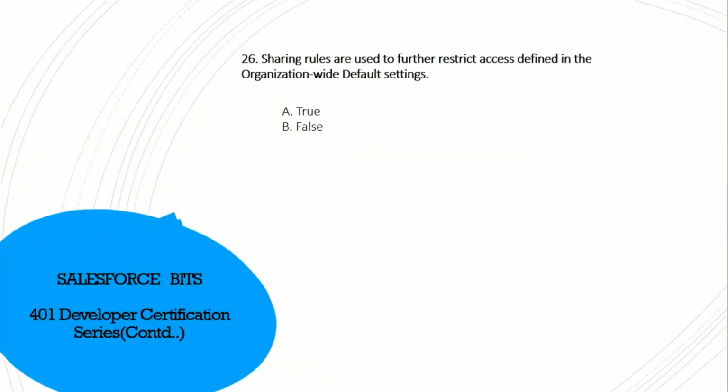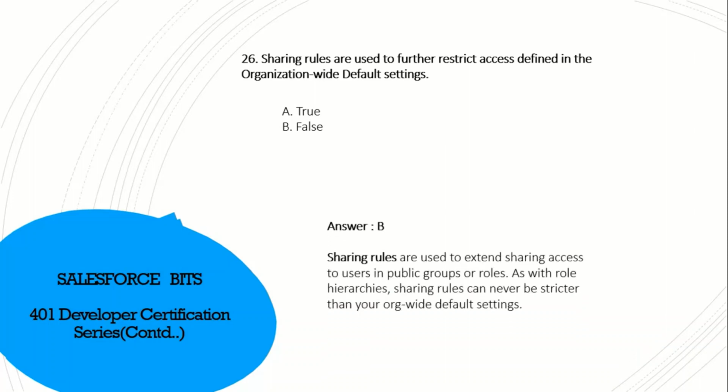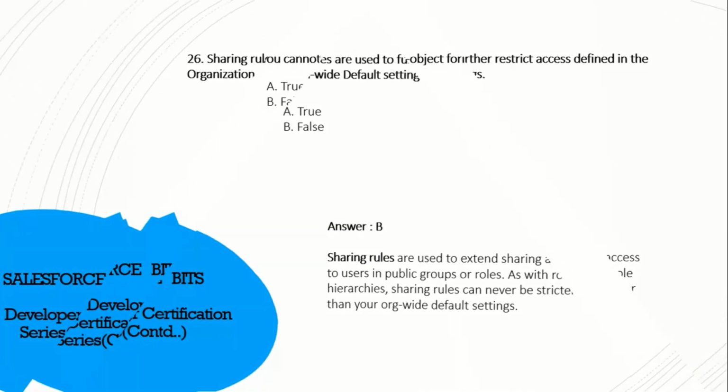So the sharing rules are used to further restrict access defined in the organization by default, and the answer is false, because sharing rules are used to extend the sharing access to the users in the public group or roles. So it cannot be stricter than your organization-wide default settings, but it's mainly used for extending the access.